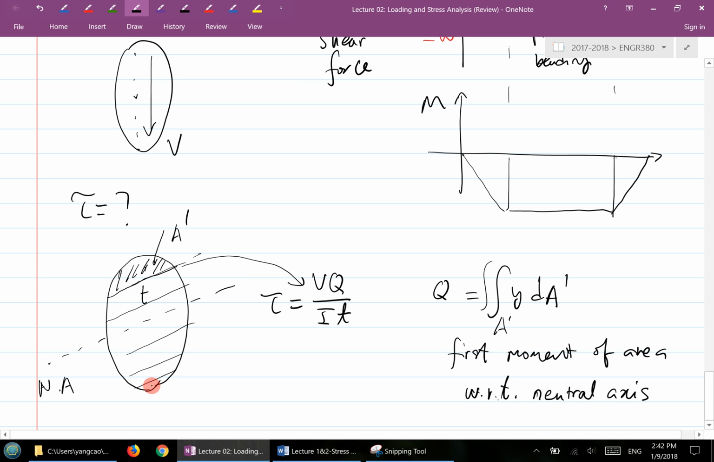So now if you think about it, just look at the Q value here. Where do you think you will have the maximum Q value for any cross section? The Q depends on what? It depends on this integration region here, right? So if you want a maximum Q, which will result in the maximum tau, the maximum must happen at which location for the shear stress?